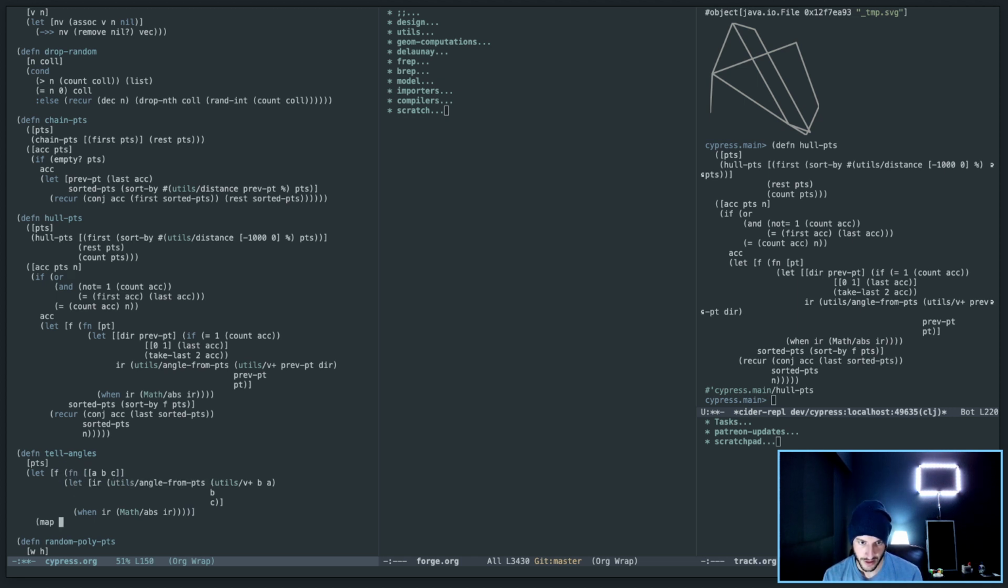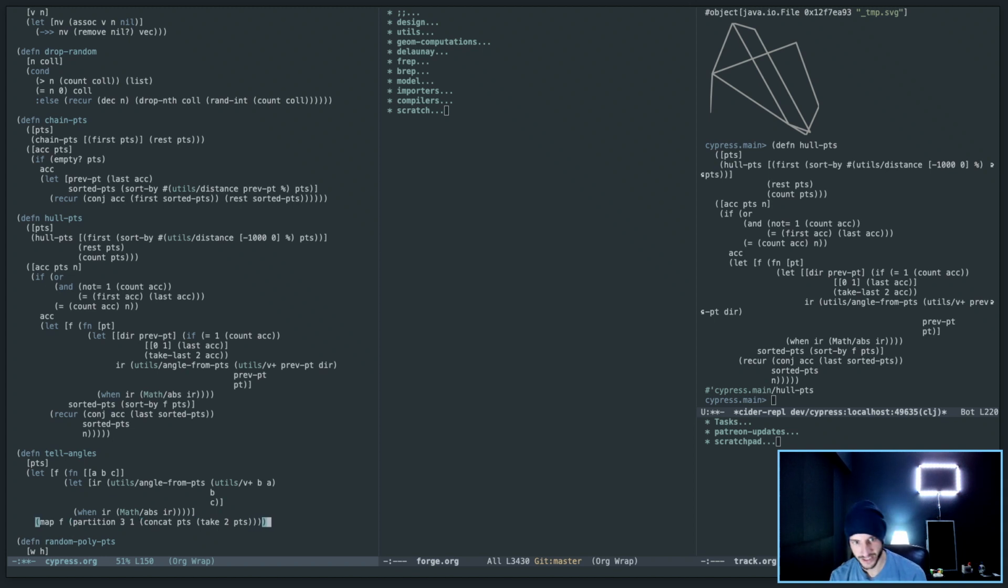Map F over points, partitioned by sets of 3 with a step size of 1, where you do 3, 1. No, sorry, partition. Yeah. Concat. You just concatenate points with take 2 points. You just append the 2 starting points on the end again, so that it cycles back to the start.